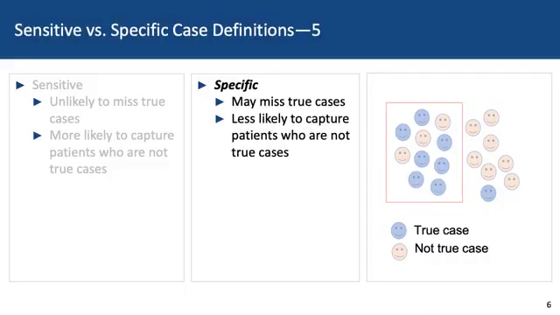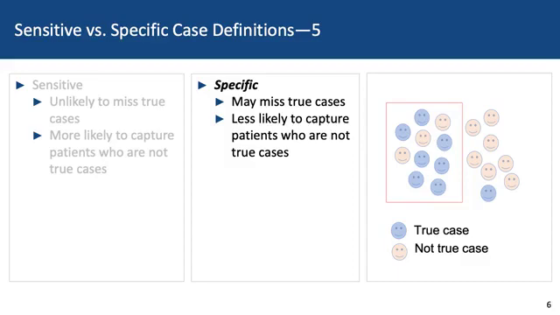So you can see here that the specific case definition missed one of the true cases. They weren't included in the case definition in the red box, but almost all the patients that were included were true cases. It's a bit more efficient if you want to use a specific case definition. But for some diseases, you want to be really, really sensitive because missing a case could be an important public health missed opportunity.